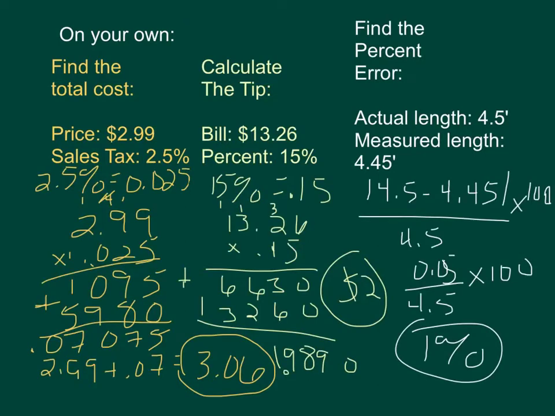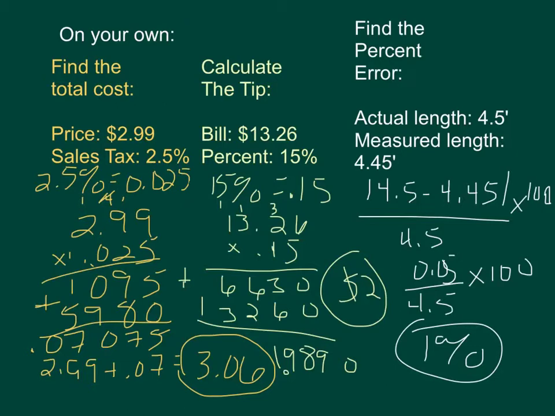After going through and solving the problems, I turned all of my percents into decimals first. Then I did my multiplication on the first one. So 299 times 25 thousandths, and I got 7,075. I needed 5 numbers after my decimal, so I added a 0 and put my decimal, and got that my sales tax was approximately 7 cents. Therefore, the total cost of the item is $3.06.